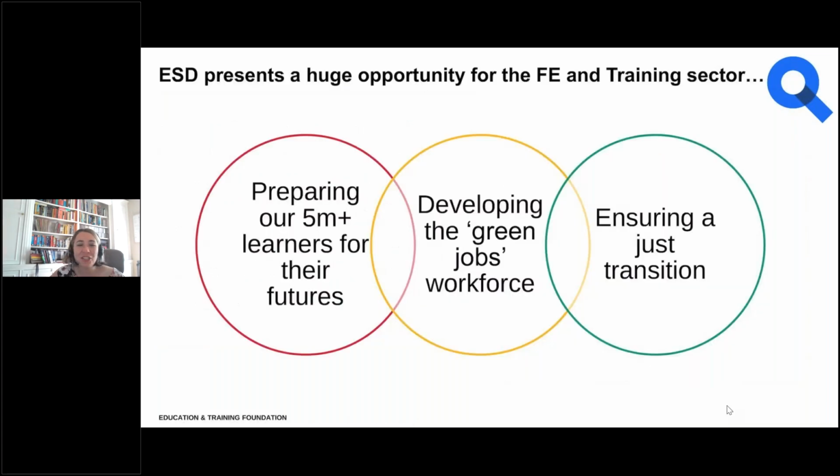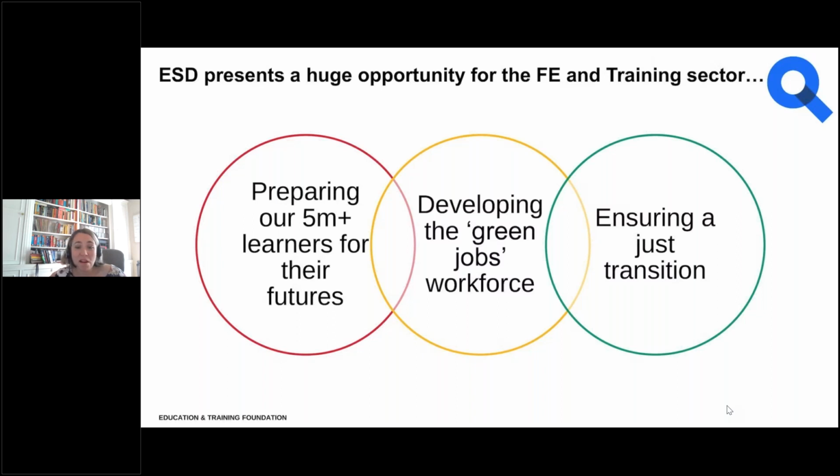And I think the potential for our sector to contribute to sustainability outcomes, positive sustainability outcomes, is really humongous. And I think that's from three perspectives, really. And one is just our reach.